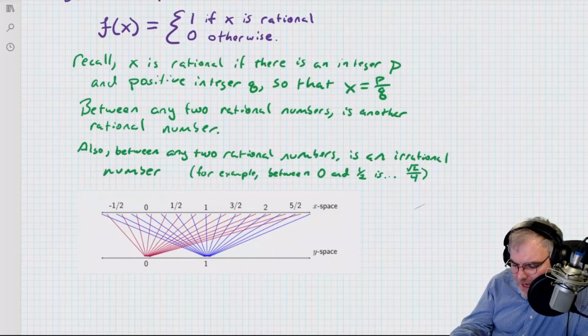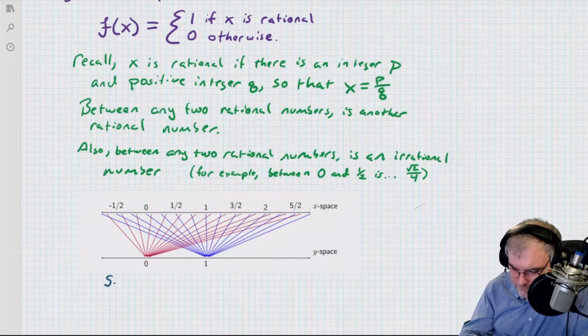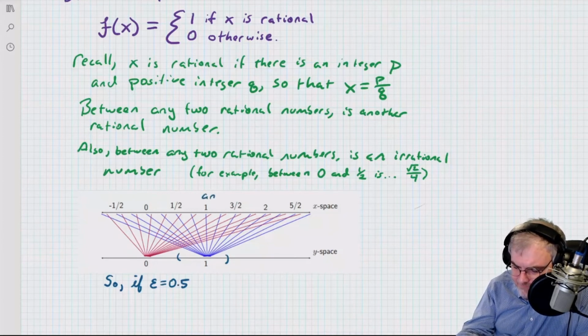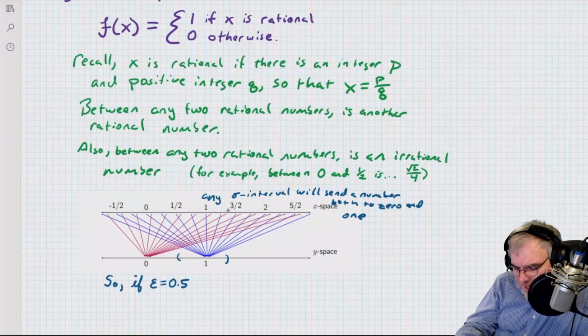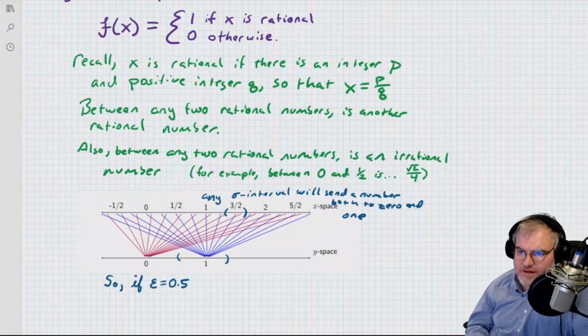So no matter where I put my epsilon, if epsilon is 0.5, there's no delta up here. Every delta, no matter where I put my delta, I'm going to wind up with a number that goes to 0 and a number that goes to 1. It's dense. So this has no limits.